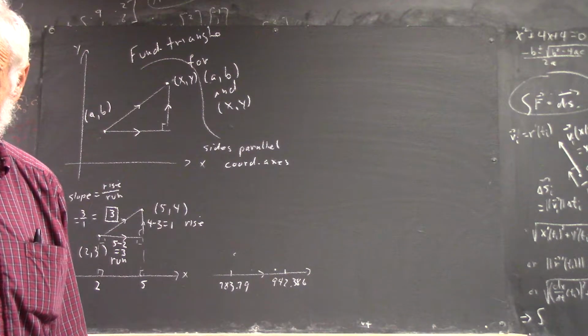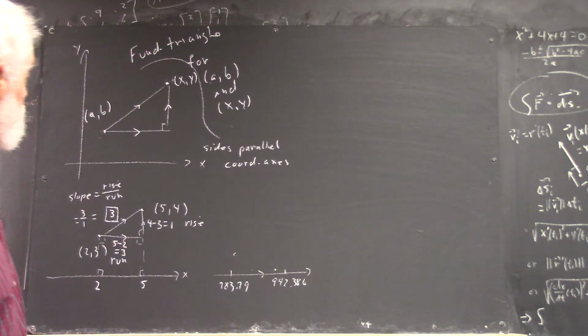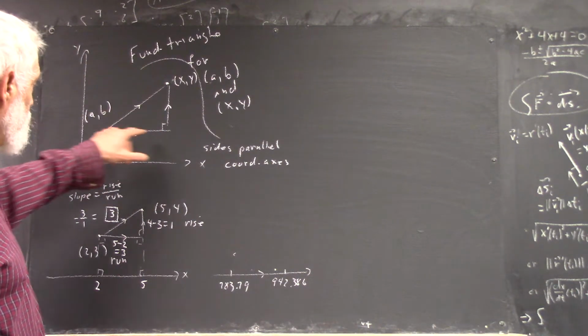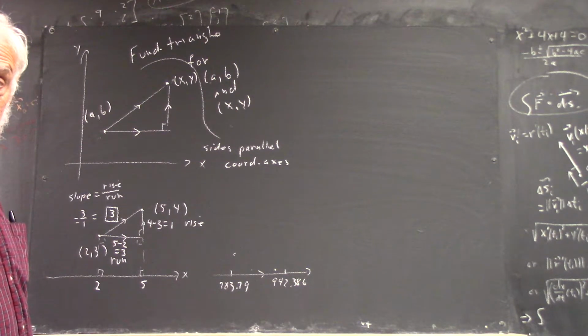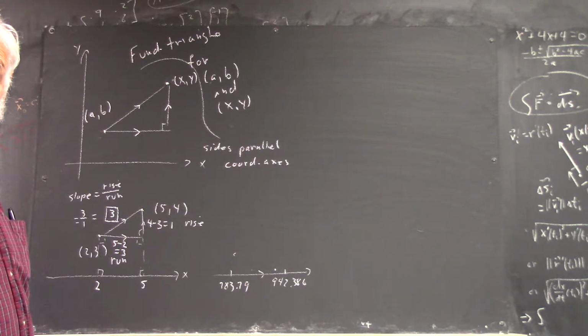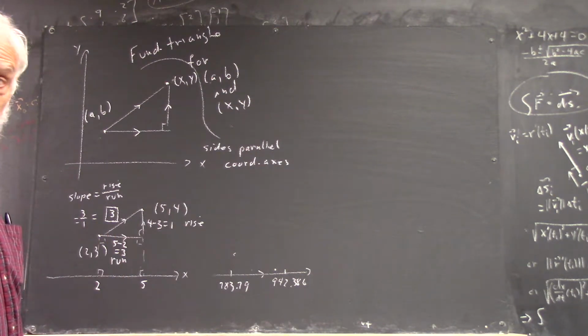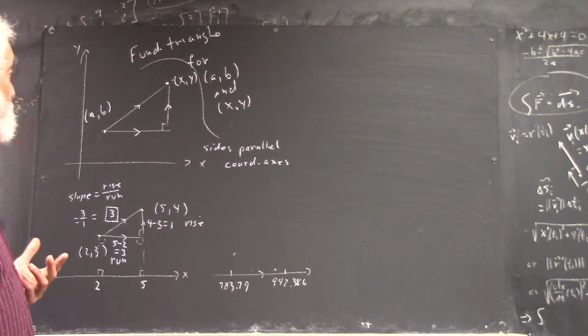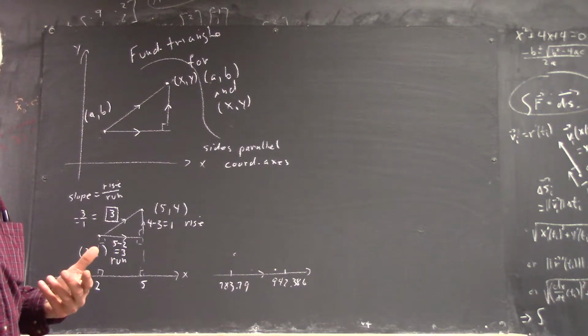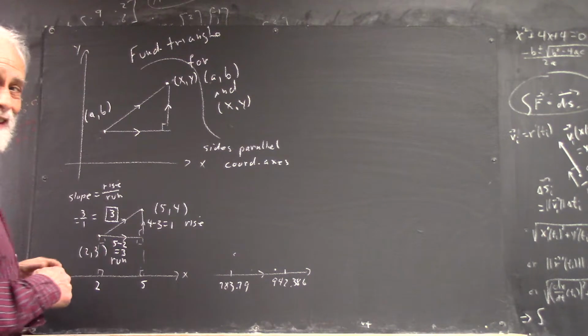Fair enough? Okay, so what's the run here? Run here would be, it's got to be in symbols because you don't have any numbers. It would be a minus x, right? No, but close. Or I mean x minus a. Yeah, that's better.